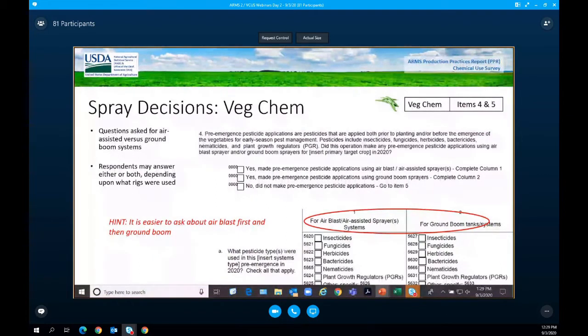And, of course, if a grower doesn't use air-assisted or air blast, then none of that column applies anyway. You can just go through the ground boom. So the first question in this set is just asking about what pesticide types. So, insecticides, fungicides, herbicides, bactericides, nematicides, and PGRs for both systems.